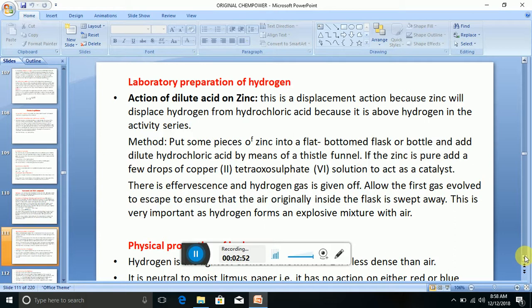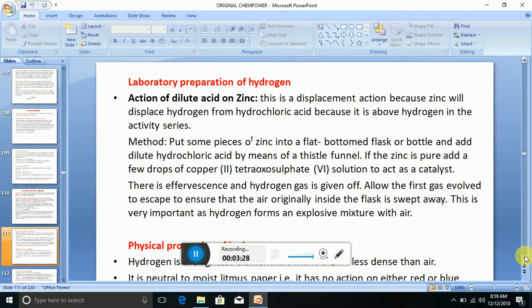Laboratory preparation of hydrogen: action of dilute acid on zinc. This is a method to prepare hydrogen in the lab by the action of dilute acid on zinc. This is a displacement reaction because zinc will displace hydrogen from hydrochloric acid, because it is above hydrogen in the activity series.